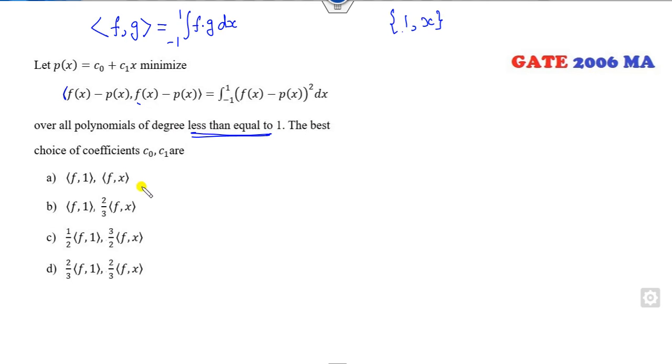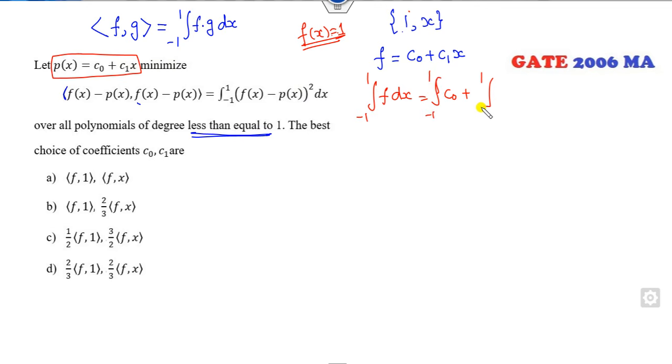The best possible choice of this is very simple. You can consider here C0. Fine. Now your target is to find C0 and C1 with the help of this. Very simple. What are the bases? 1. And I can consider this as my p of x. Fine. What you can do, firstly take f of x as my 1, multiply this 1 with this polynomial, you will get this expression, and then integrate from minus 1 to 1.